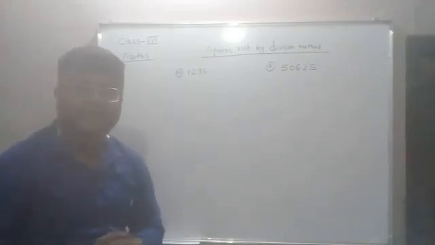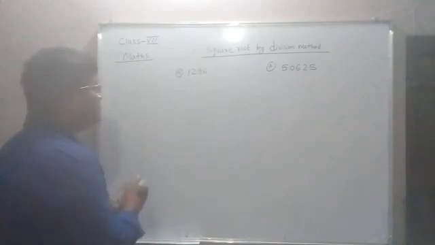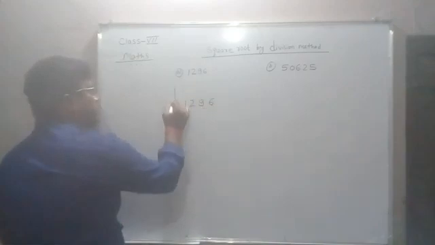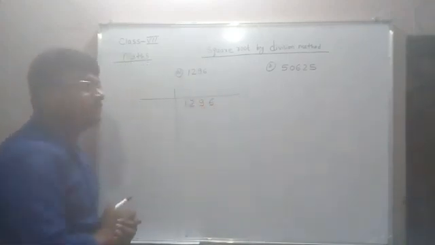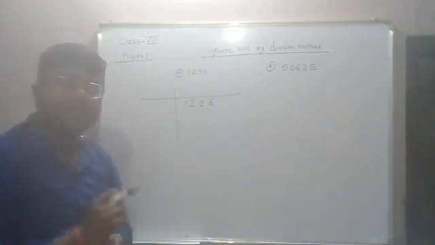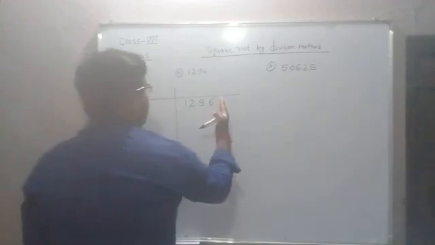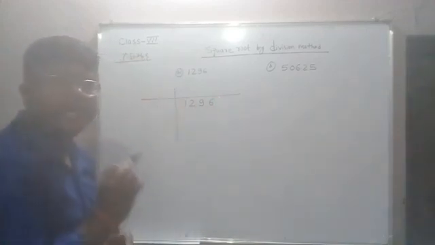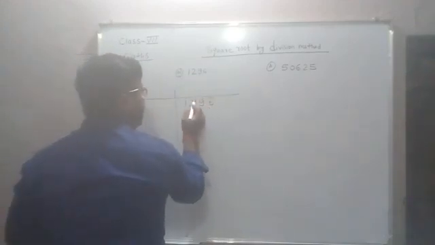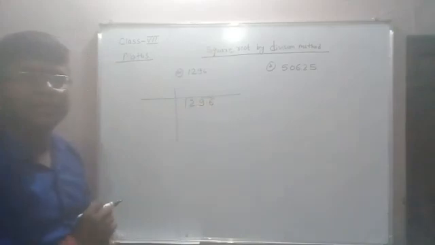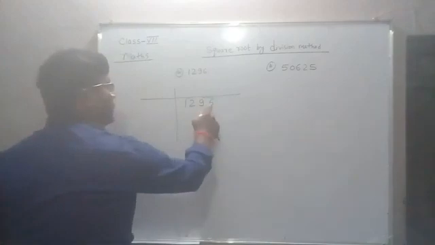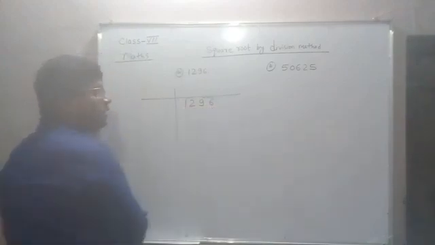1296 by the division method. For this, I will write the number first, 1296. Then we need to make a bar here. Now we need to make pairs of numbers from right to left. That is, these two are in one pair and these two are in another pair. We have to make groups of two numbers from right to left.